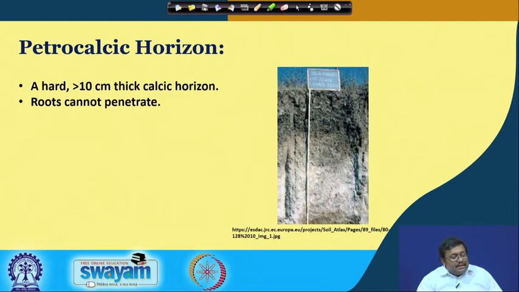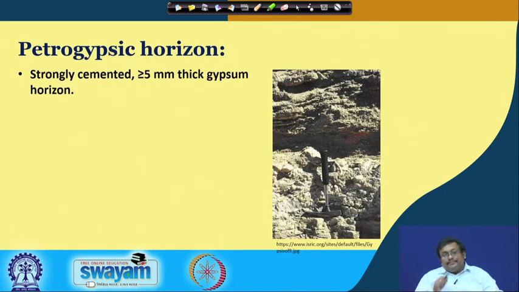Next one is petrocalcic horizon. It is basically a hard calcic horizon greater than 10 centimeter thick, and due to the presence of this subsurface horizon, roots of the plants cannot penetrate into the soil. So, this is harmful for proper growth of the plant. So, this is called petrocalcic horizon.